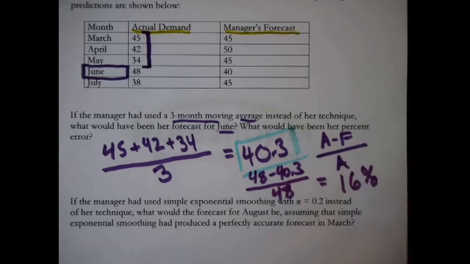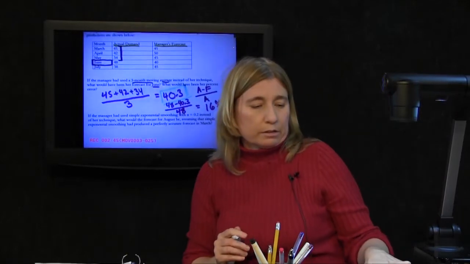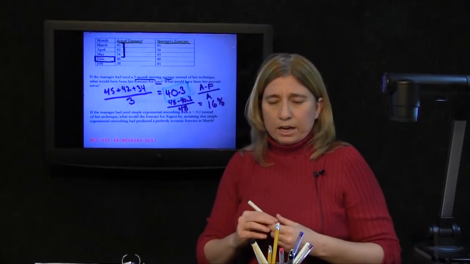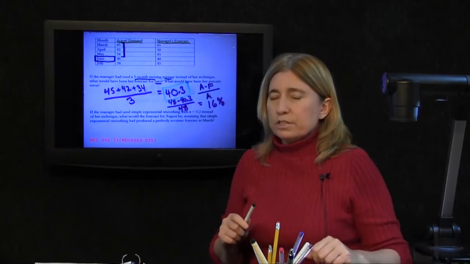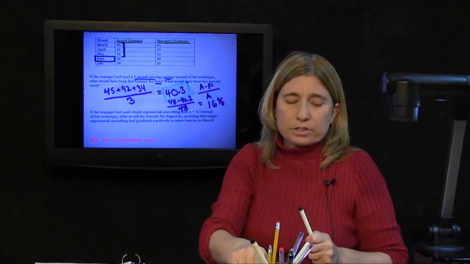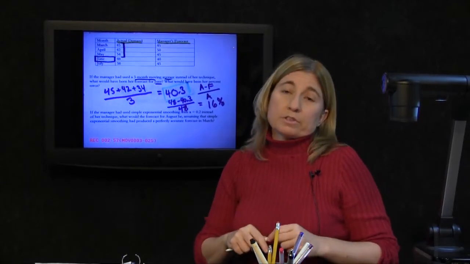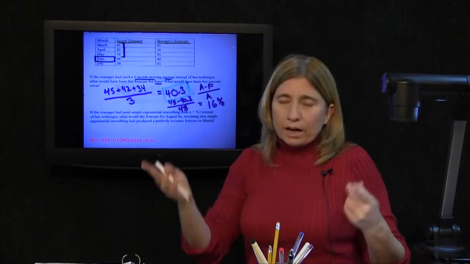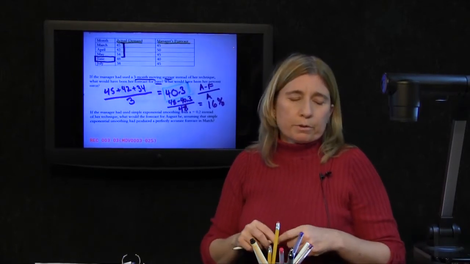That's basically about 16%. If you're looking in the first edition of Simpson and Hancock, I believe it says negative 16%, and that's naughty. It's actual minus forecast. It is a positive 16%, 48 minus 40.3 in the numerator. Okay, now that actually was all pretty straightforward computations.